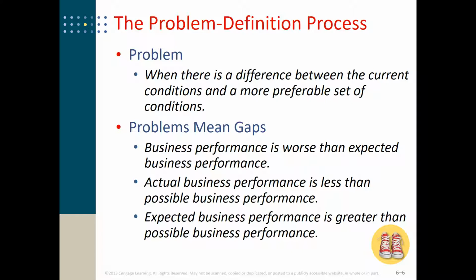Expected business performance is greater than possible business performance. Sometimes for startup companies, management may estimate a target that is beyond achievable. In that case, expected business performance and possible business performance differ, so a gap and a problem arise.